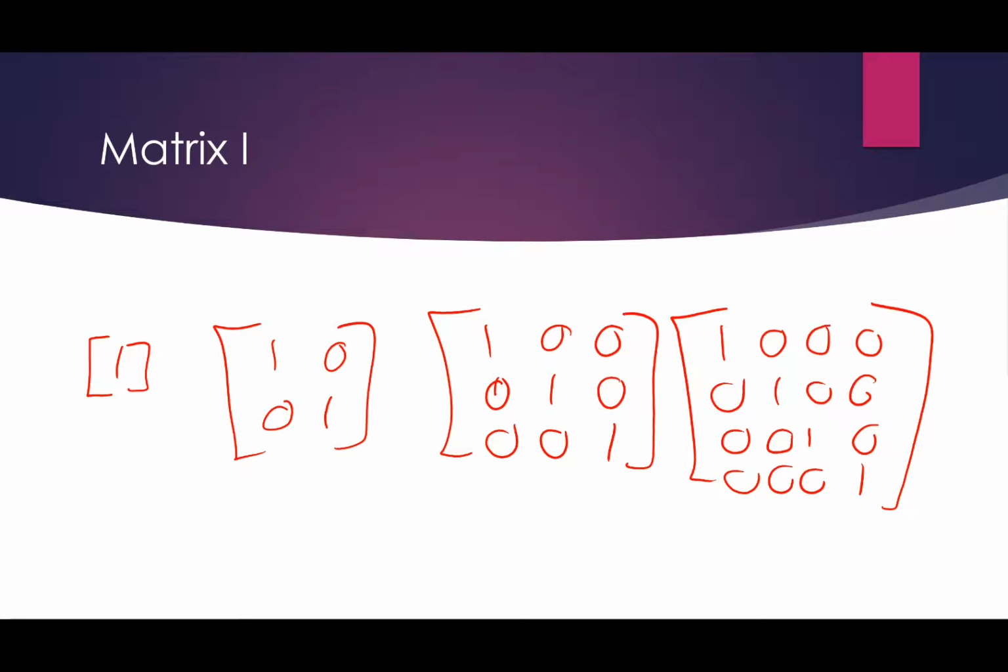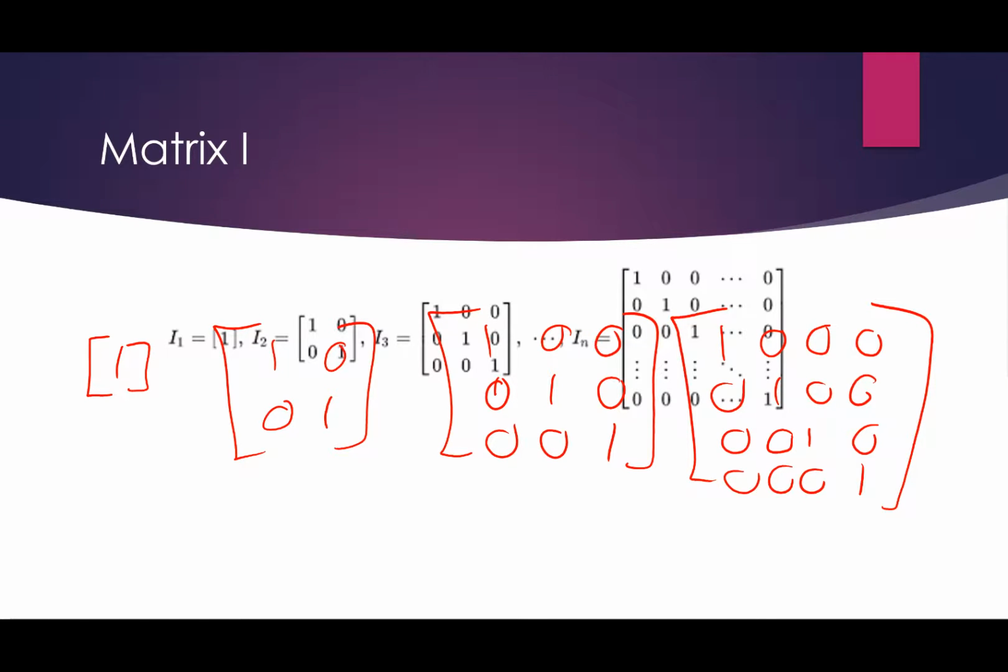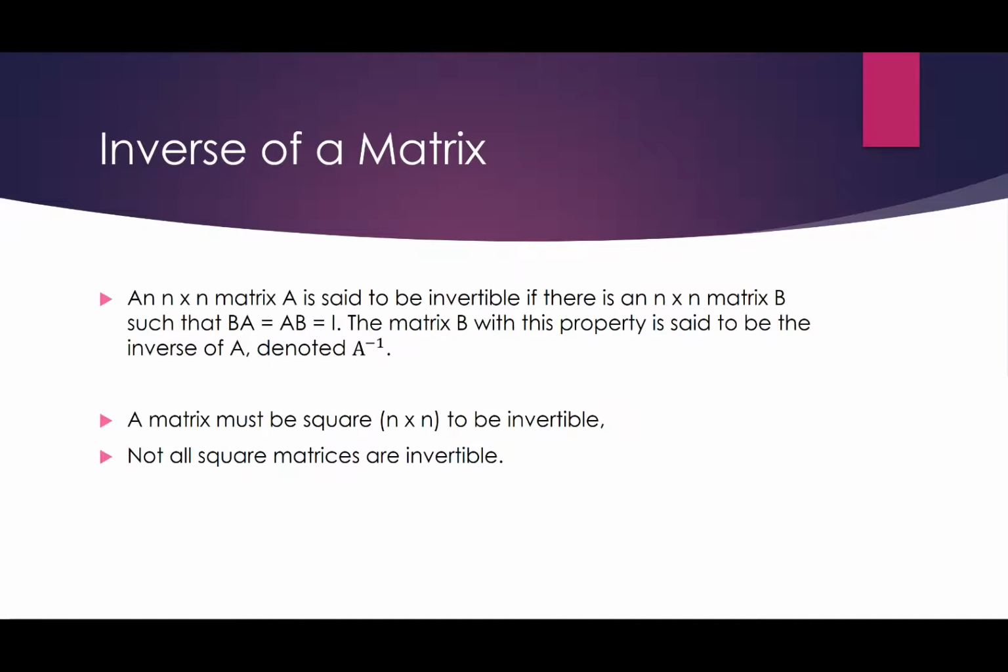But yeah, this pattern continues. Every single element in this matrix is 0 except for the diagonal. The diagonal is all perfect 1s. So that is your identity matrix. That's your matrix I. We're going to talk a lot about that and its importance later on.